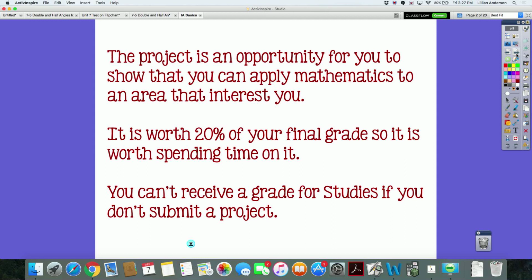Paper 1, the one that you'll sit down and take, the one with the short questions, that's 40% of your studies grade. Paper 2, the one with the long responses like A through F, that's 40%. This here makes up the remaining 20% of your final grade.